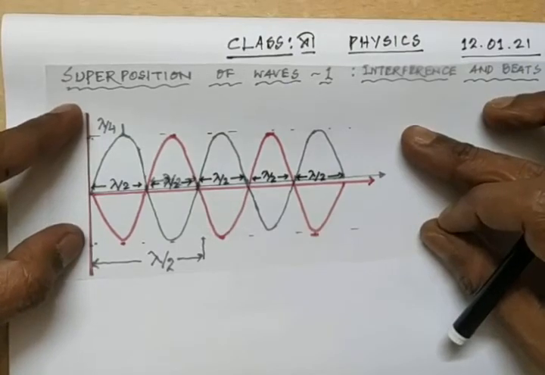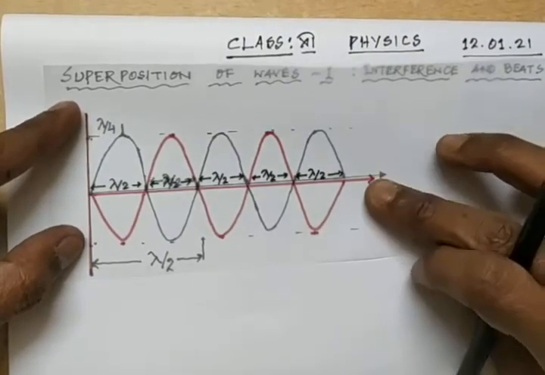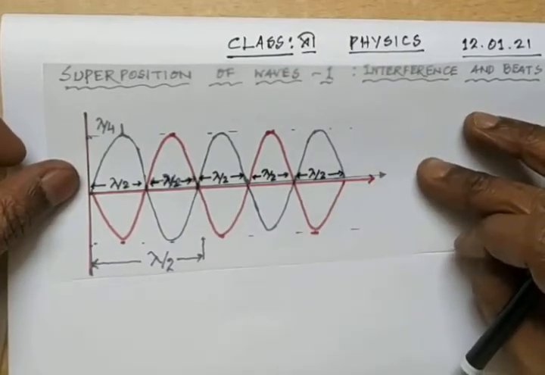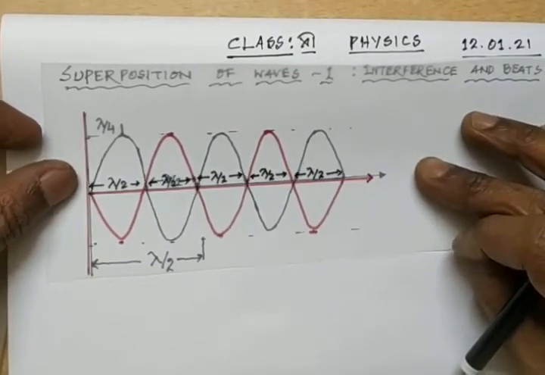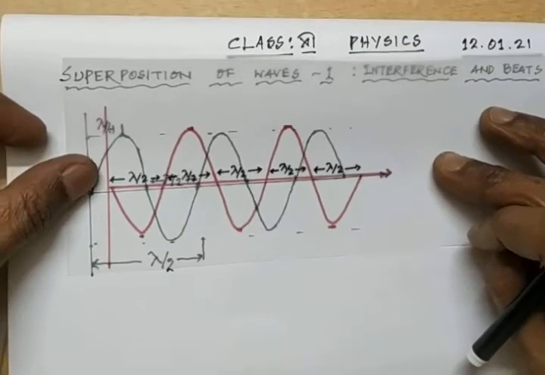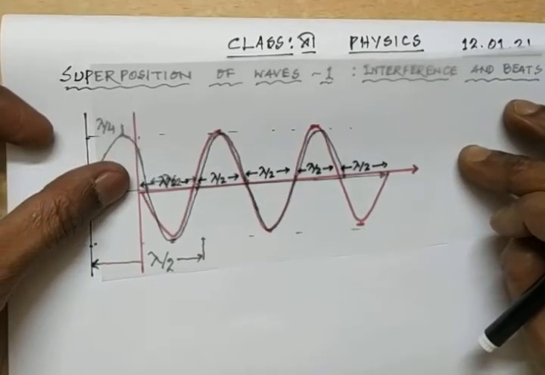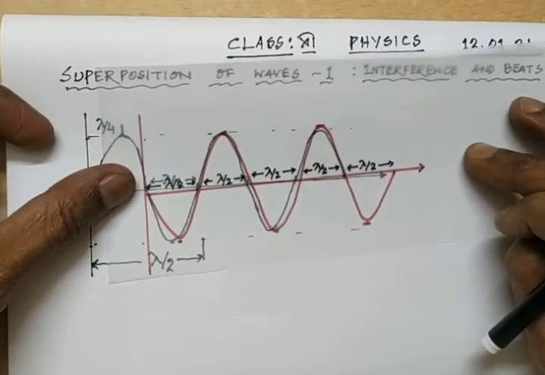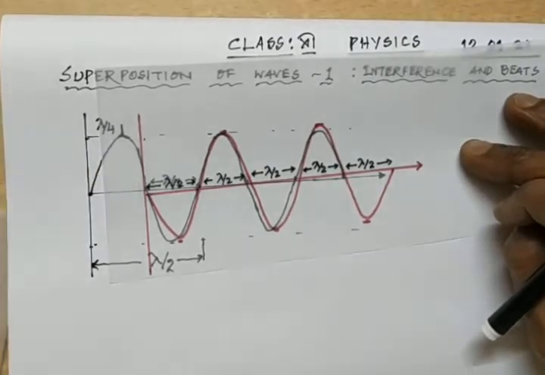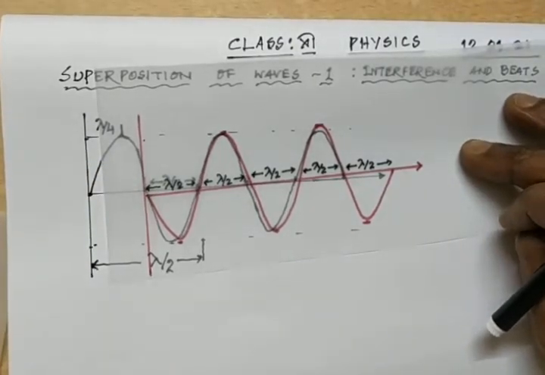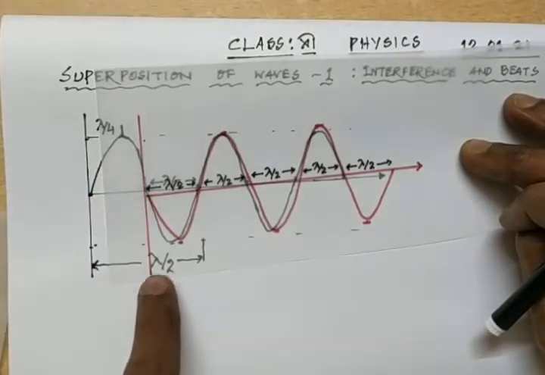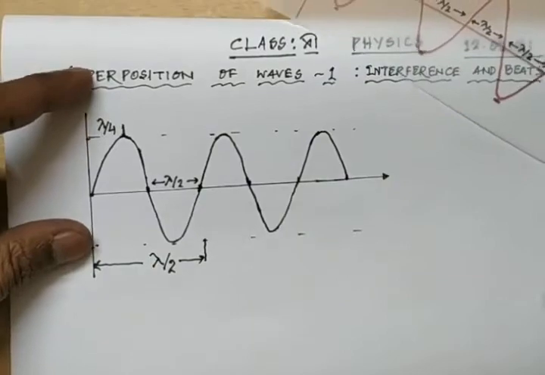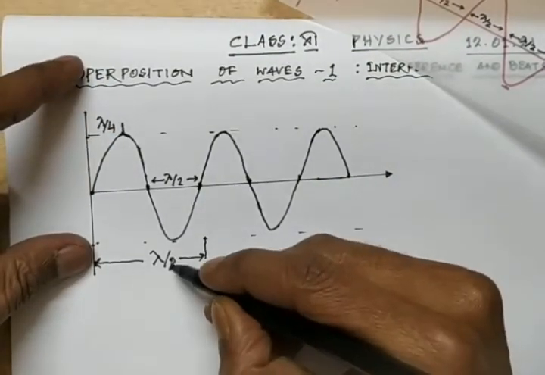Now what is the difference between these two waves? See, and observe one thing very carefully: we move this wave a little forward. If the wave moves half a wavelength, see here, what is this? This is not lambda by 2, this is lambda. I'm sorry, this is lambda.